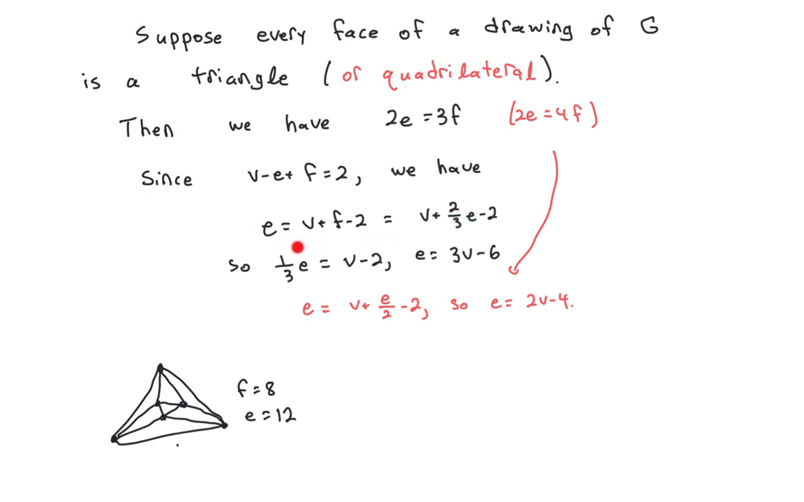So if I subtract the e and isolate it on one side, I get 1/3 the number of edges is equal to the number of vertices minus 2. If I multiply both sides by 3, I see that the number of edges in a plane graph where every face is bounded by a triangle is 3 times the number of vertices minus 6. So in these special types of planar graphs, the number of edges depends entirely on the number of vertices. Similarly, if I look at the plane drawing where every face is bounded by a quadrilateral and I do the exact same calculations, I discover that the number of edges is twice the number of vertices minus 4.